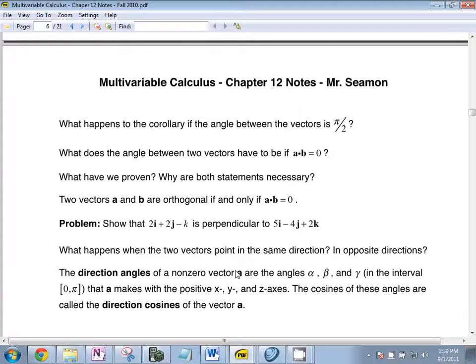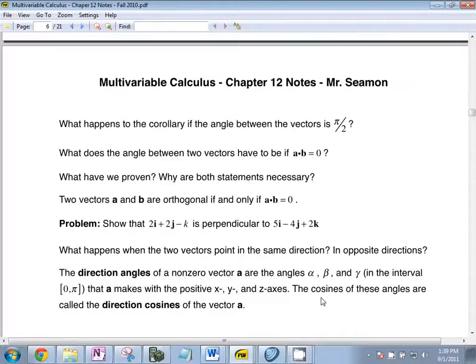What happens if the two vectors point in the same direction? What's the angle between them? 0. The angle between them is 0. Cosine of 0 is 1. So just remember these things. If they're pointed in the same direction, or if they're perpendicular, the answer is going to be generally nicer.